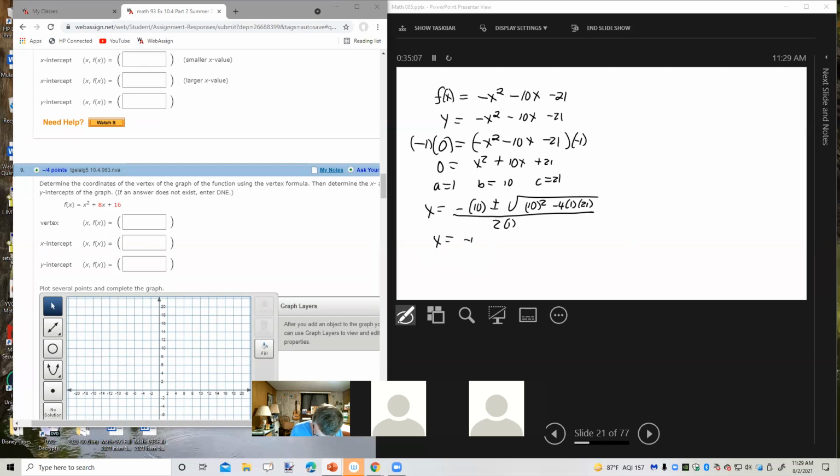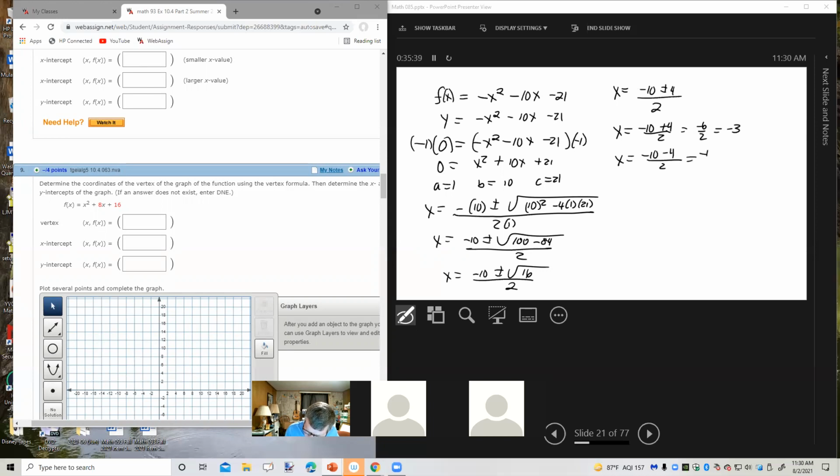So x equals negative 10 plus or minus the square root of 100 minus 84, over 2. X equals negative 10 plus or minus the square root of 16, all over 2. X equals negative 10 plus or minus 4, since the square root of 16 is 4, all over 2. So x is negative 10 plus 4 over 2, which is negative 6 over 2, which is negative 3. And x equals negative 10 minus 4 over 2, which is negative 14 over 2, which is negative 7.